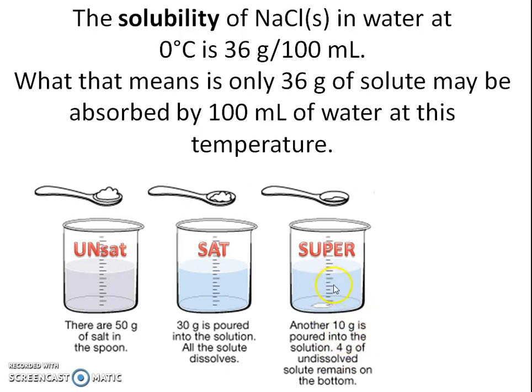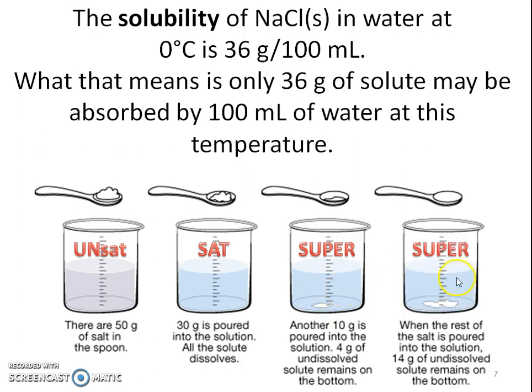Now I have what's called a supersaturated solution. And again, when the rest of the salt is poured, 14 of it is now undissolved, and we have what's called a supersaturated solution. So what happens in this supersaturated solution is when we add a crystal, we can actually see crystals growing because like that rock candy, it grows on itself as it cools down.